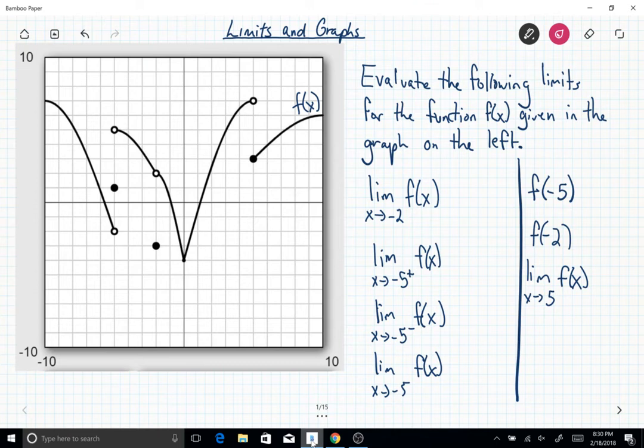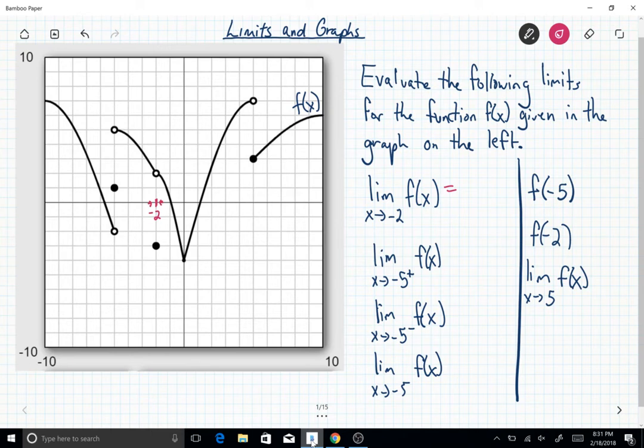So we have: evaluate the following limits for the function f of x given in the graph on the left. So our graph here, we have f of x, and we want to start with the limit as x approaches -2 of f of x. So notice -2 is right here, and the concept of a limit, as we approach -2, we're going to approach it from this side, and so our left-hand side along with our right-hand side.